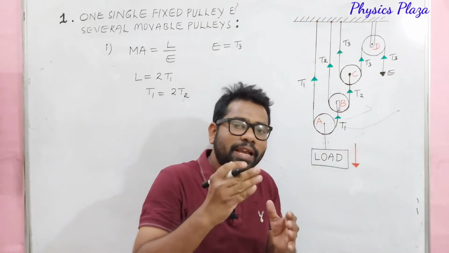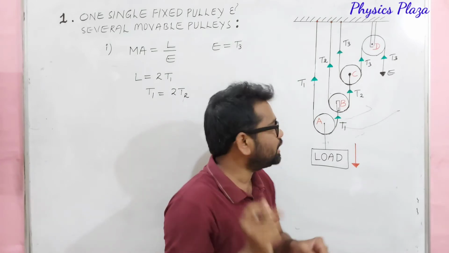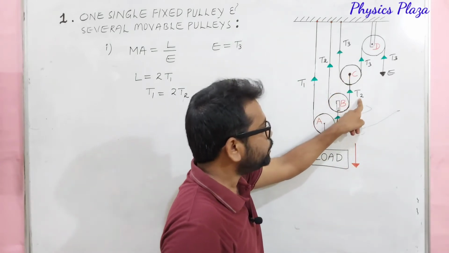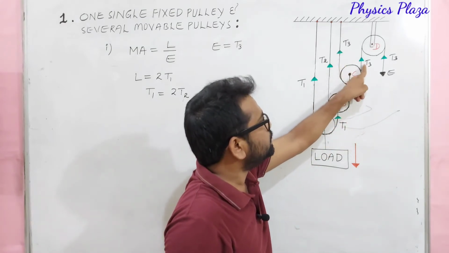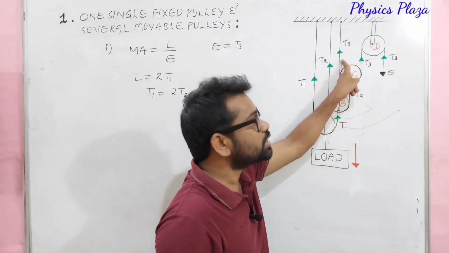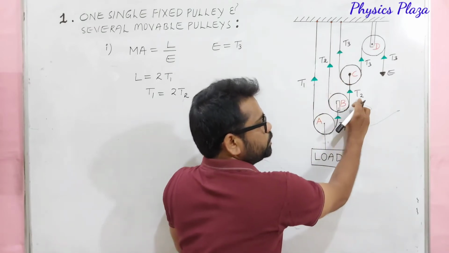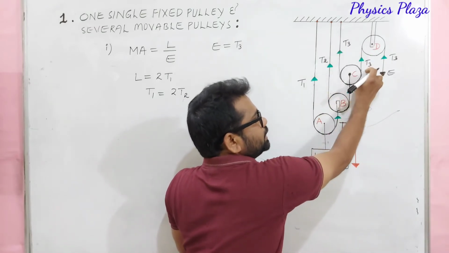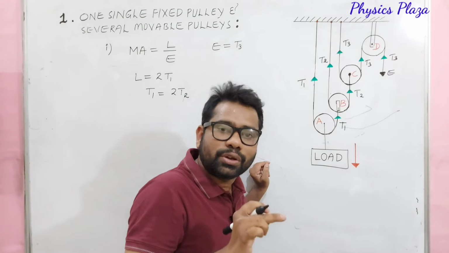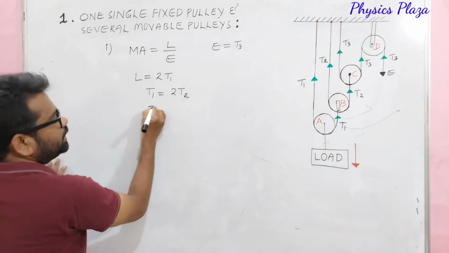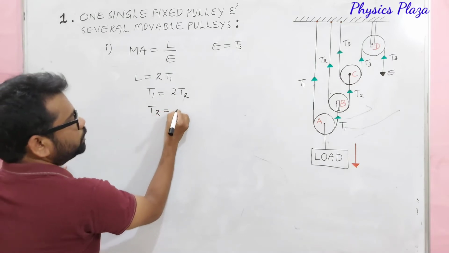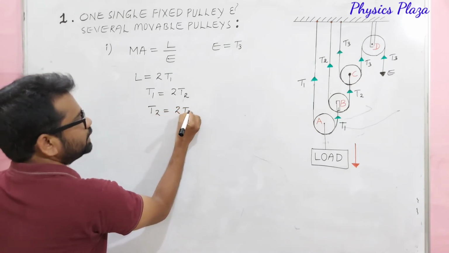But in the case of the third pulley, pulley C, this T2 tension is balanced by the tensions developed in these two segments of the string. That is, T2 is equal to T3 plus T3. That is how much? T2 is equal to 2T3. So, dear children, here T2 is equal to 2T3.